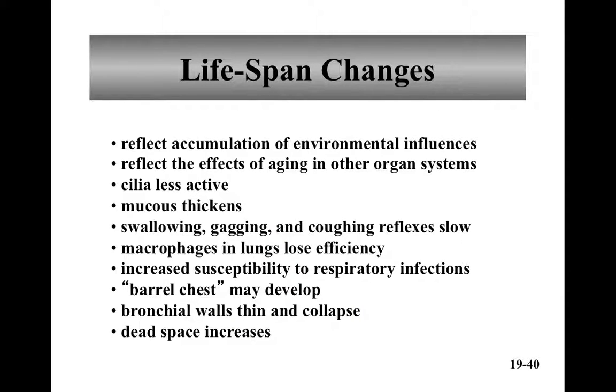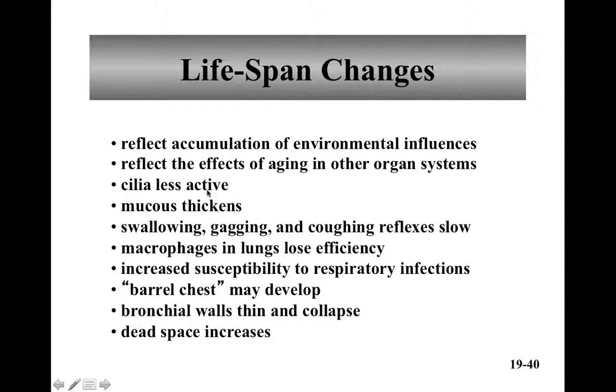So, as always, we end each chapter with the somewhat depressing note of how organ systems change with age. As you change over your lifespan, the lungs are going to reflect the accumulation of environmental influences. If you live in a city with a lot of smog, or you are a worker carving Mount Rushmore, breathing fine granite dust for years, that's going to show up in your lungs as you age. It's going to reflect the aging of other organ systems as well.